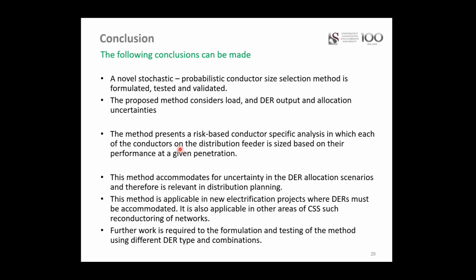And by conductor-specific analysis, I mean you can get to see the performance of each of your nodes and the performance of each of the branches on the distribution feeder. And that performance can help you to understand which side you actually want to resize, or which part is constrained and which one is not constrained. So this method accommodates uncertainty and therefore is relevant in distribution planning, especially in low voltage distribution networks, where you have no idea which node or which customer is going to install PV.